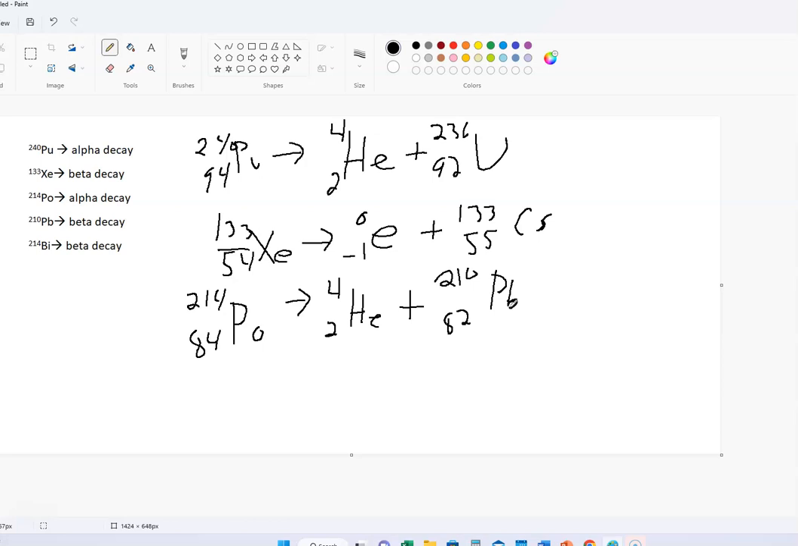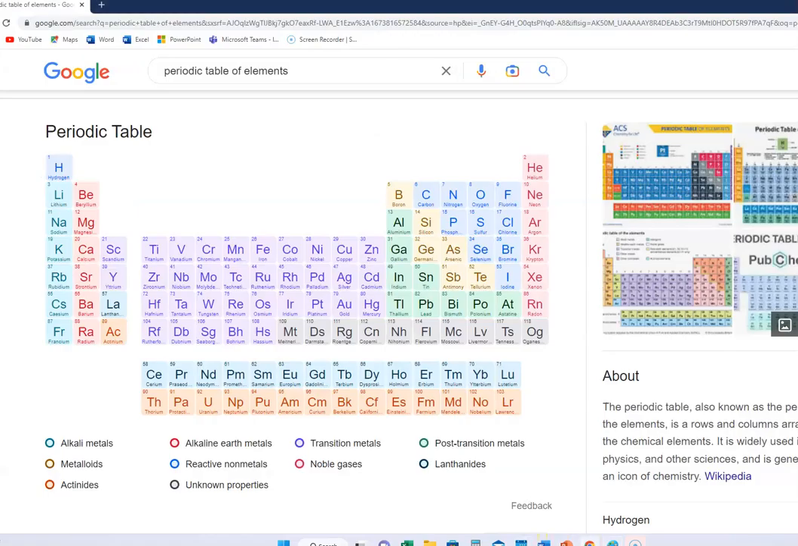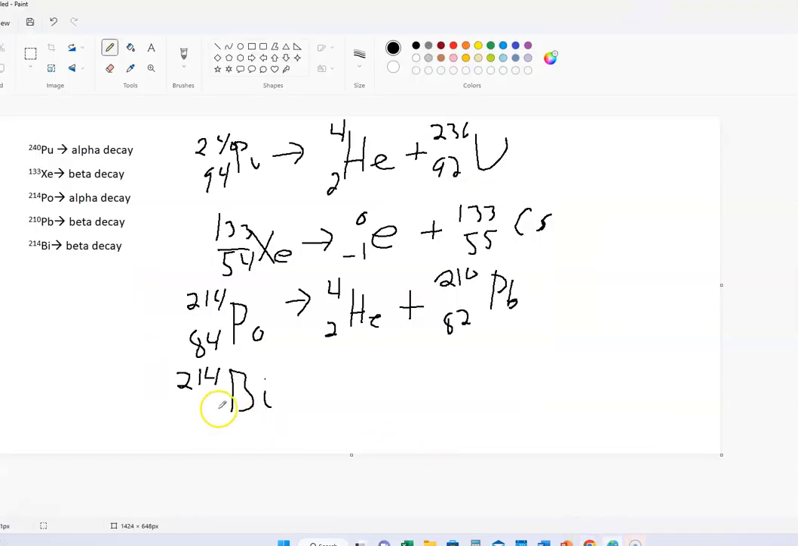All right, let's see. We still have one more to go. So we have bismuth 214. If I remember correctly, bismuth, well, I don't have to remember, we can just look it up. I think it's 83. So here's bismuth. It is element 83. So that's the subscript that goes right here. So it's 83.